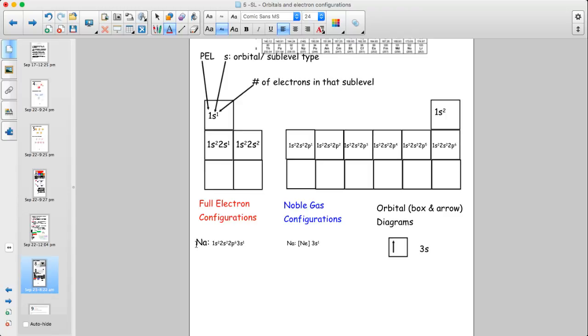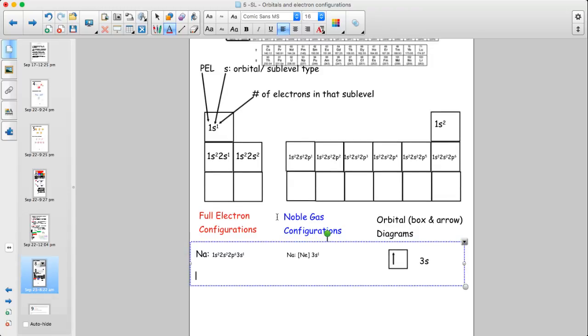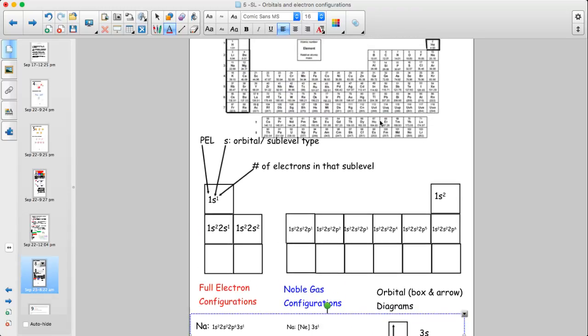Okay. We do one more of these, try to drive the point home. So let's pick, not the next one, let's pick another one that we haven't done yet. Let's look at phosphorus. So phosphorus is over here, element number 15. Okay, so its full configuration would be 1s2, 2s2, 2p6, 3s2, 3p3.